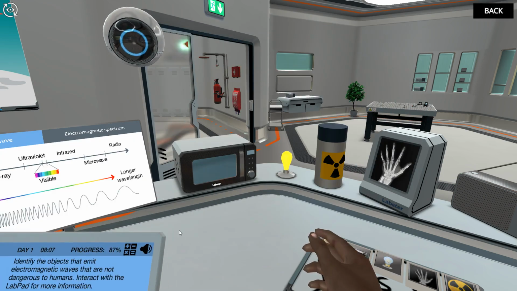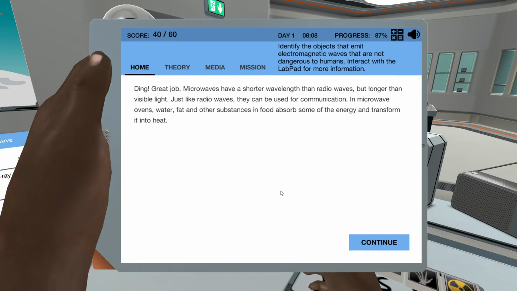Ding! Great job! Microwaves have a shorter wavelength than radio waves, but longer than visible light. Just like radio waves, they can be used for communication. In microwave ovens, water, fat and other substances in food absorb some of the energy and transform it into heat.